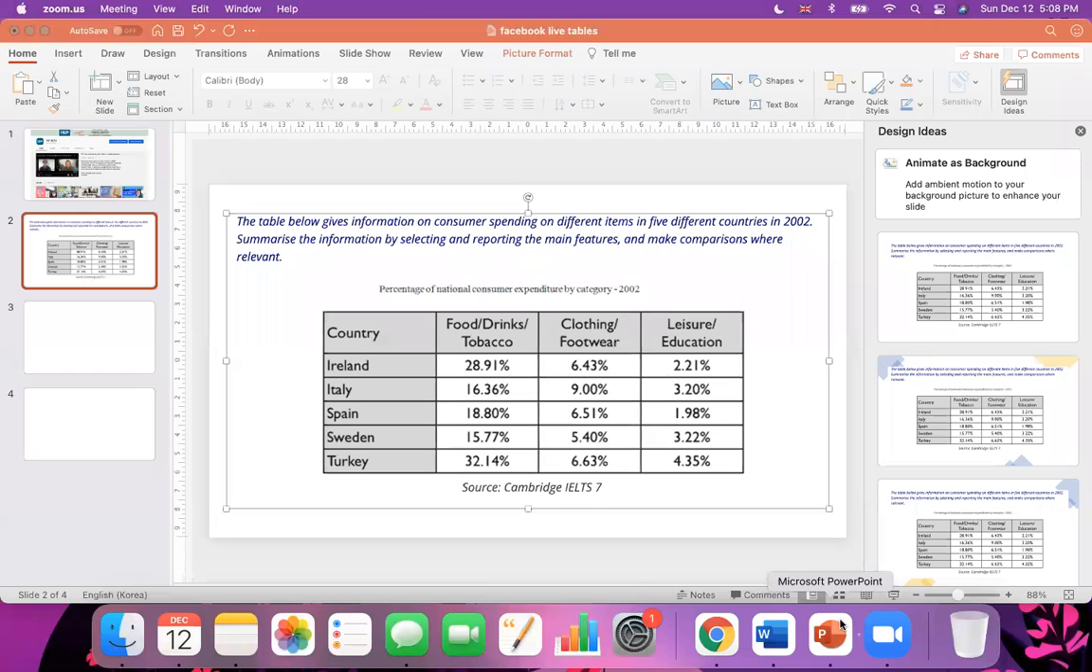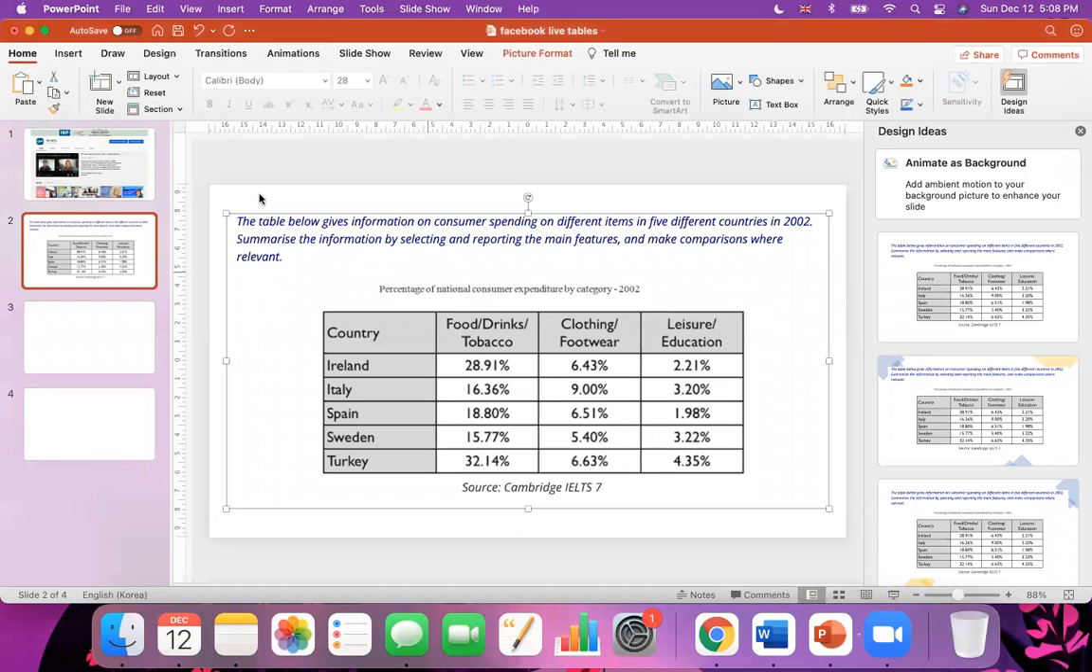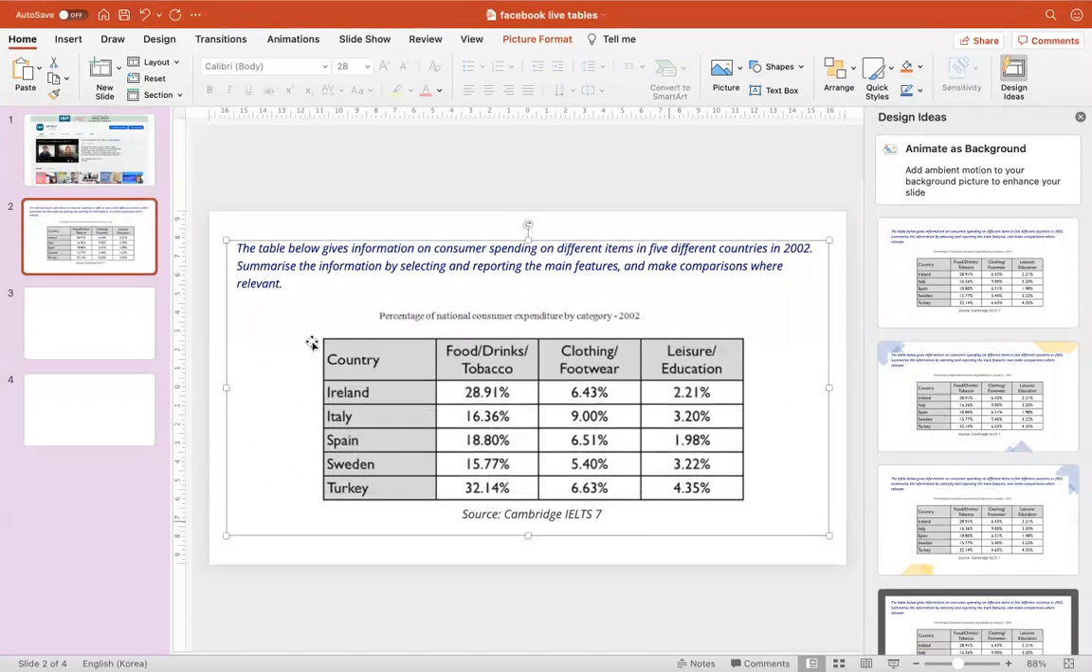Great. Okay, we'll begin. I'm just going to share the screen so you can actually see what we're going to work on today. All right. So can you see my screen here? Yes, I can. Great. Okay, so this is one of the tables that you might see on the IELTS test.